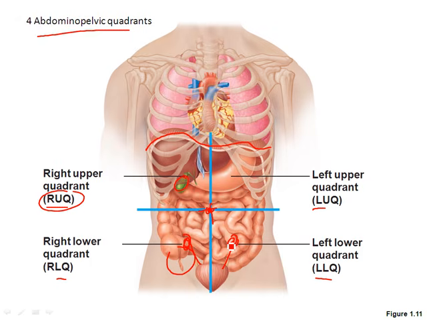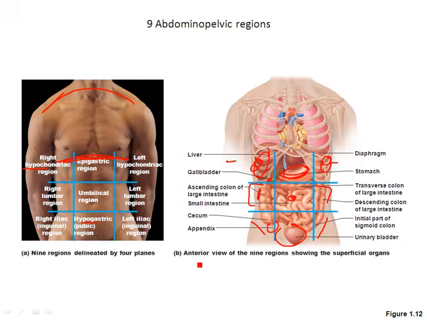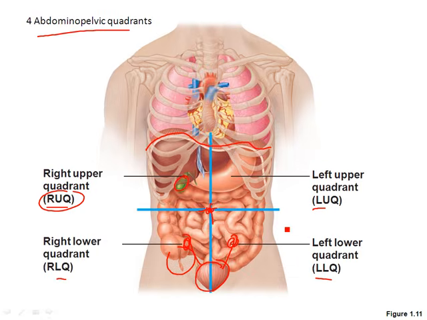Now, sometimes the regions actually make more sense than the quadrants. They're more specific. Think about the bladder. If I ask you, where is the bladder? Well, you could say it's somewhere between the right lower quadrant and the left lower quadrant. But how could you be more specific? You could say it's in the hypogastric region. So it's a good idea to know both because, like I said, the regions are more specific than the quadrants, but a lot of times you will see these quadrants a little more often than you see the regions.